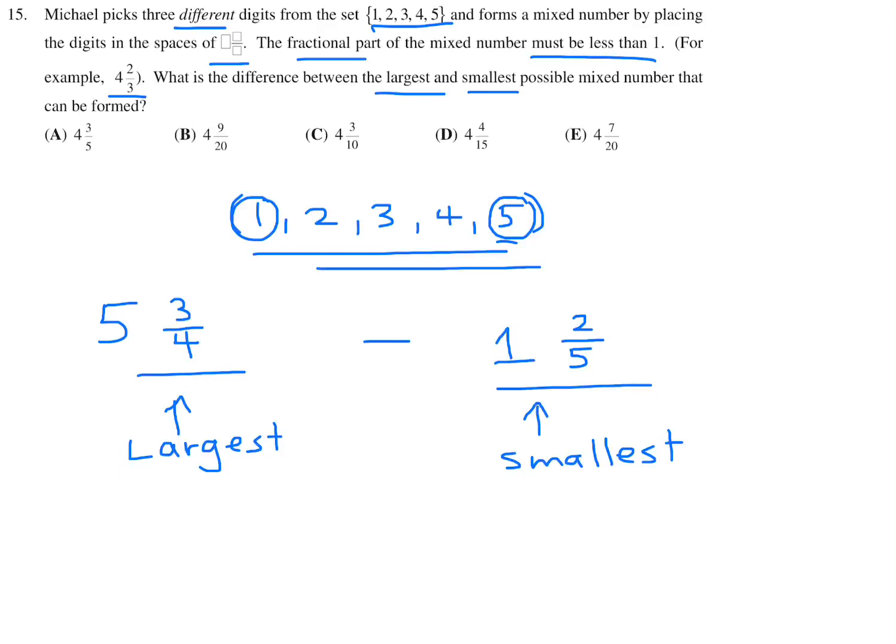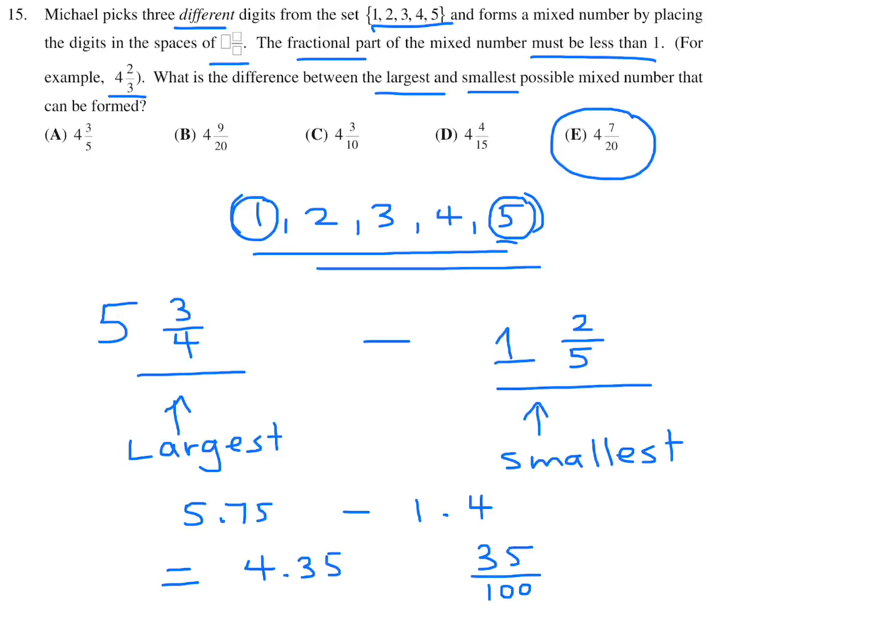And therefore, if you do the math, this is 5.75, and this is 1.4, and therefore this is going to be 4.35. And let's see, 4.35 is which of the following here? This is, I think it's 7 over 20, this one. Yeah. 7 over, because this is 35 over 100. And if you divide top and bottom by 5, you would get 7 over 20. So, yeah, E.